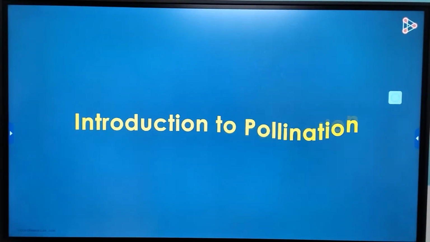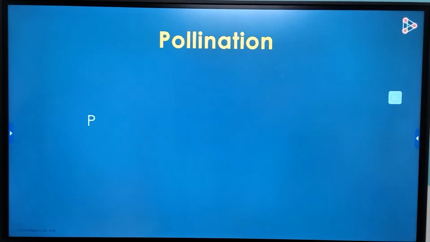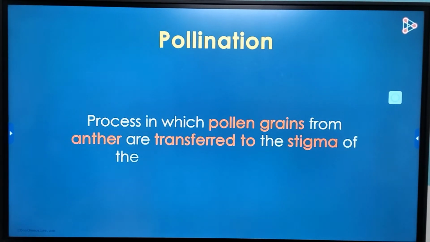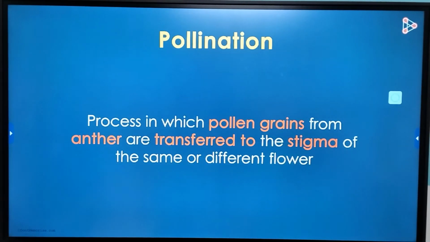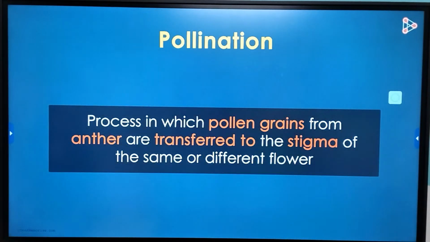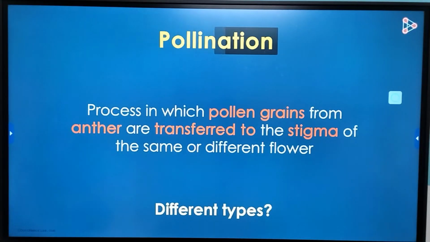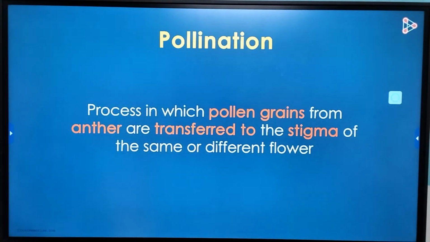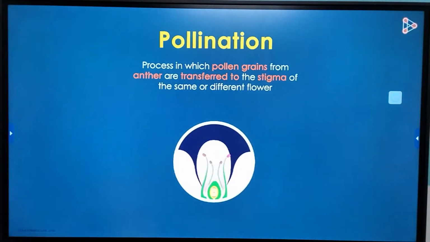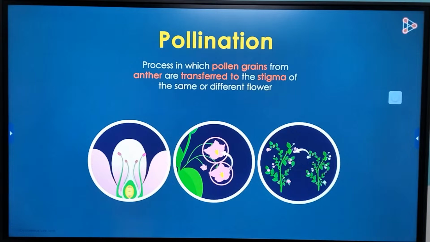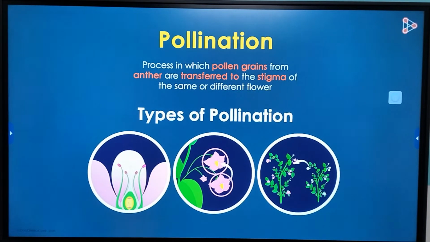We concluded the previous lesson with an introduction about pollination. It's simply the process in which pollen grains from the anther are transferred to the stigma of the same flower or, for that matter, the stigma of any other flower. So do you think that the definition is trying to give us a hint that pollination is of different types? Yes, that's correct. The fact that pollination can occur in the same flower or can involve two different flowers of the same or different plants gets us to the types of pollination.